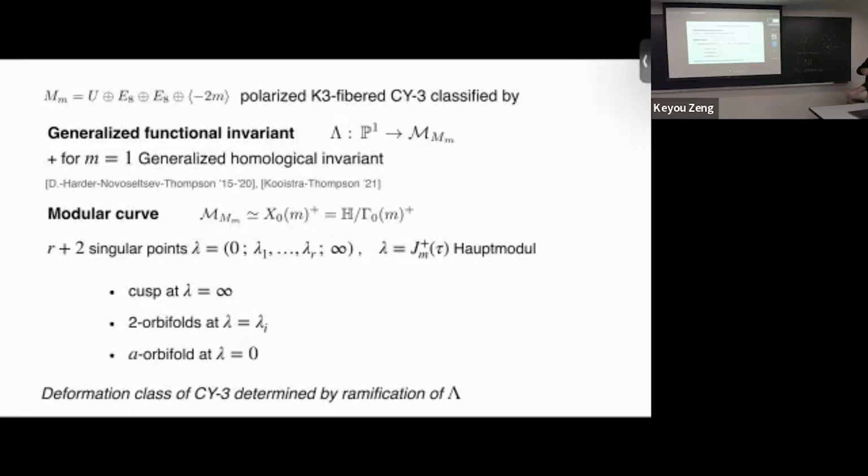As we'll talk about in a minute, these MM polarized K3s arise very naturally in mirror symmetry. They are precisely the mirrors of 2M polarized K3 surfaces. And the 2M polarized K3 surfaces are the simplest class. So 2 polarized K3s are double covers of P2 branched on a sextic. 4 polarized K3s are quartic hypersurfaces in P3, etc. Okay, this is the way you do it.